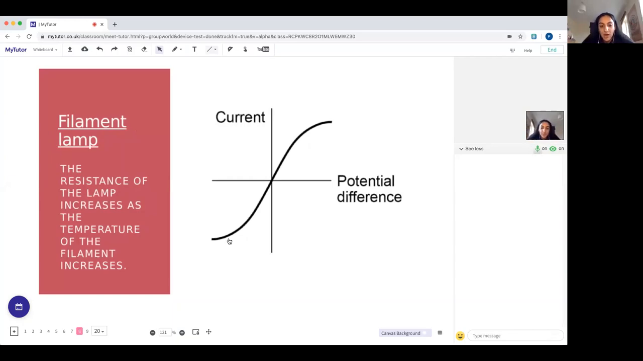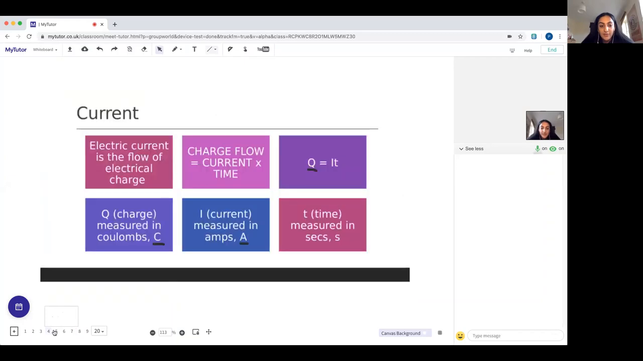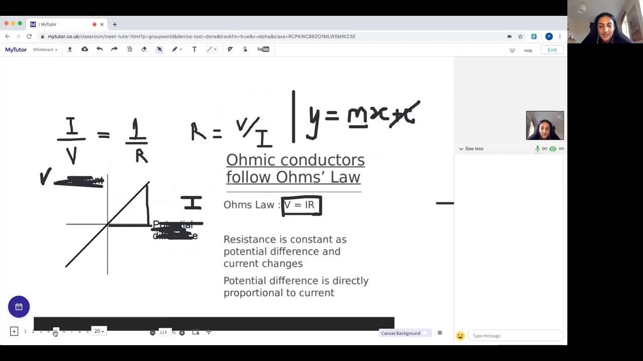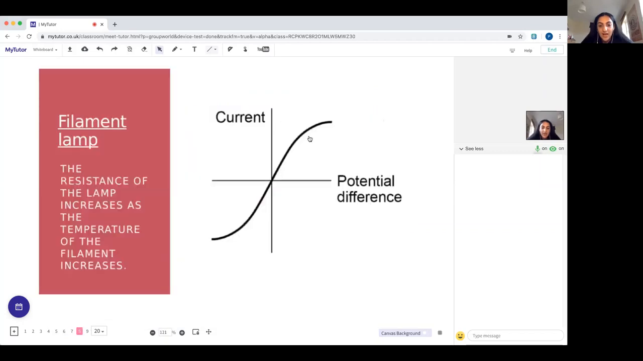So this is what our graph would look like for a filament lamp. You can see that it's quite different to the graph that we had before, which was just a straight line. Now, instead, we have a curved line. This curved line comes from the fact that resistance changes as the temperature changes. As we put more voltage through, or leave it for a longer amount of time, it gets hotter and hotter. If it gets hotter, there's more resistance, and we can see that it doesn't quite follow Ohm's law.